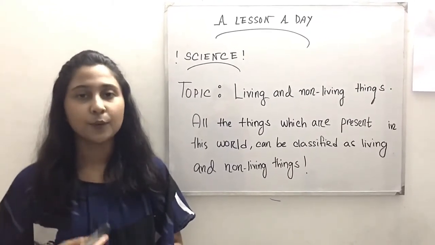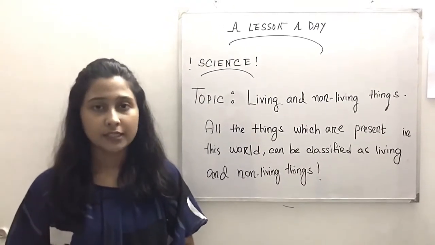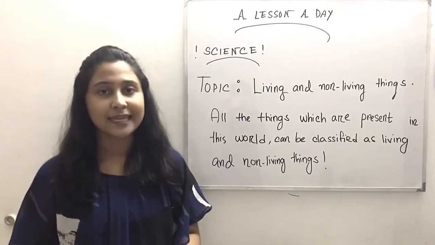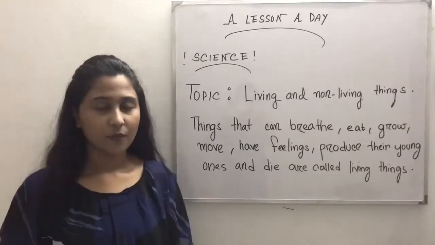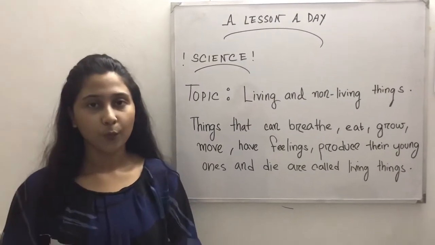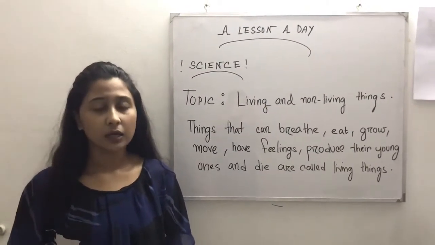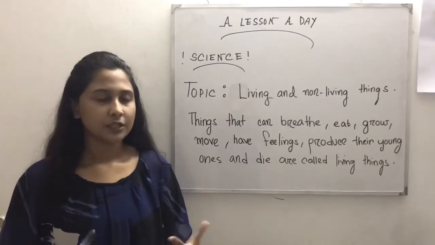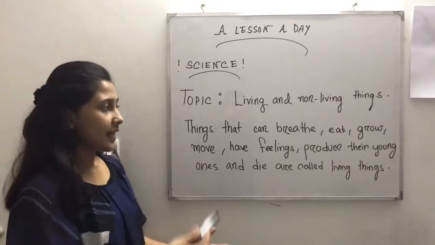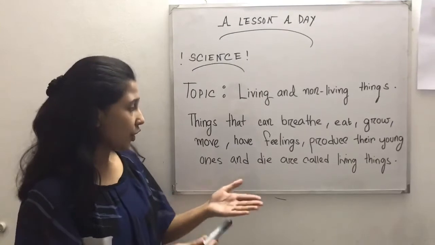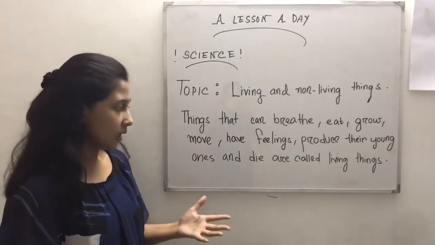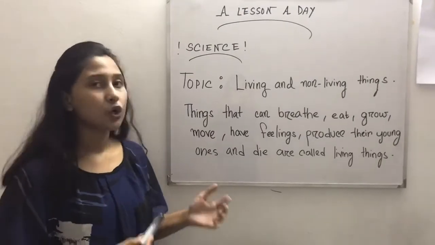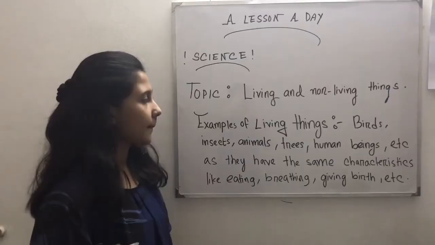First and foremost, we need to know that all the things which are present in this world can be classified as living and non-living things. Now we will get to know what living things actually are. Things that can breathe, eat, grow, move, have feelings, produce their young ones, and die are called living things.